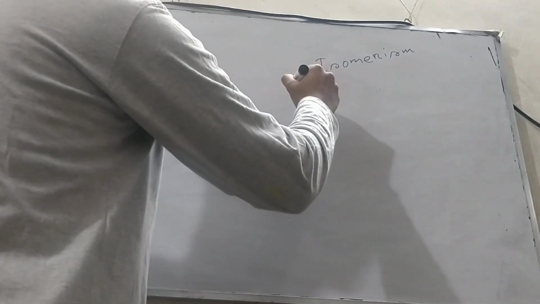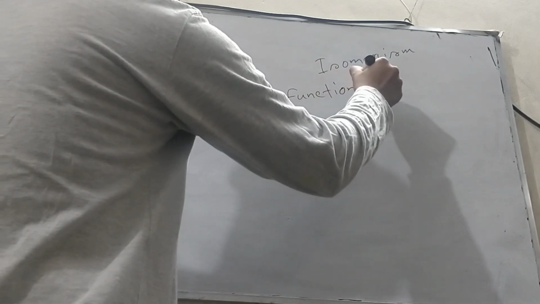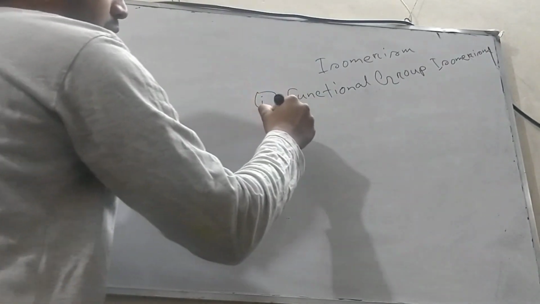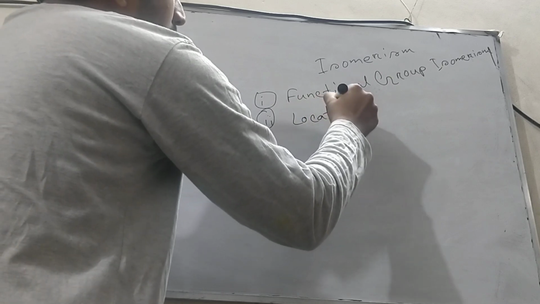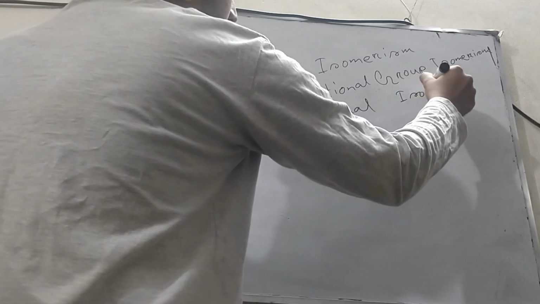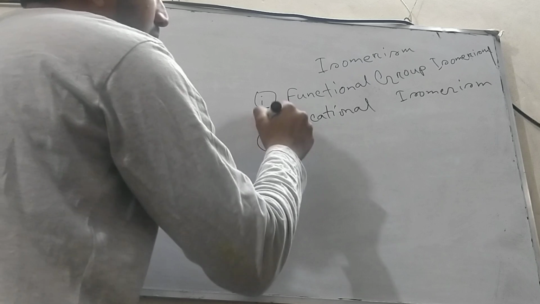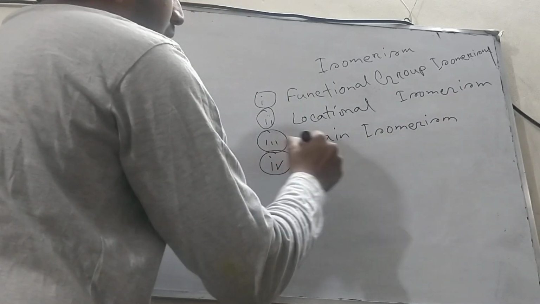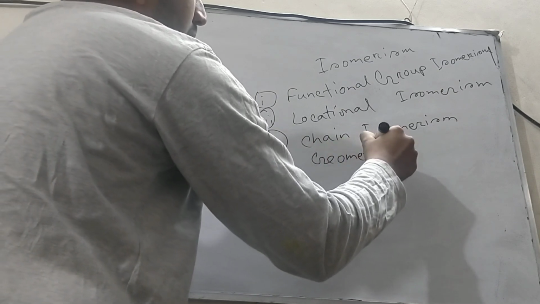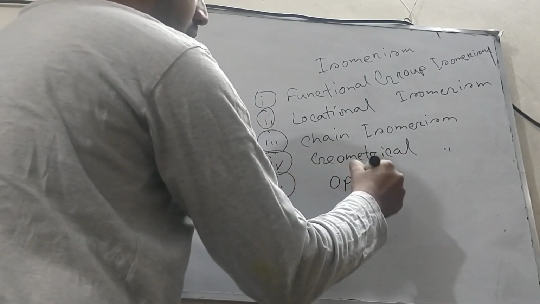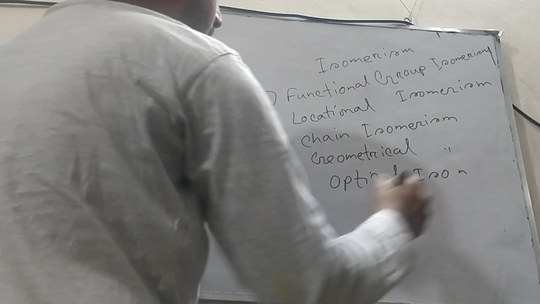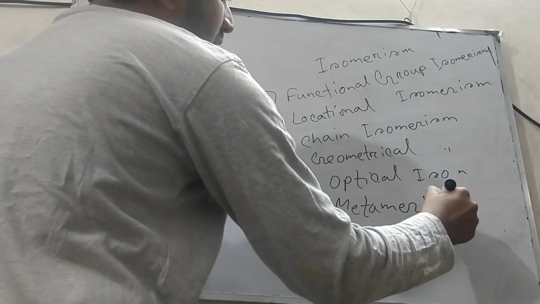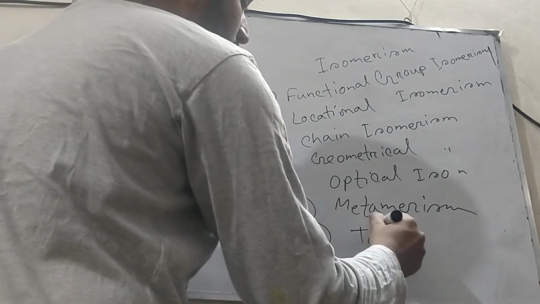There are various types of isomerism, such as functional group isomerism, locational isomerism, chain isomerism, geometrical isomerism, optical isomerism, and the next one is metamerism, and the last one is tautomerism.